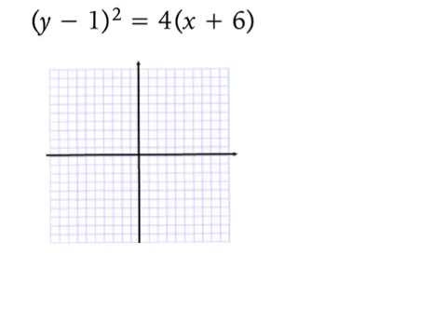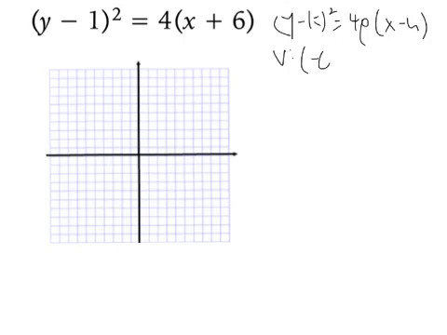Alright, another perfect example here. We have a y squared, so we have y minus k squared equals 4p times x minus h. So my vertex is at negative 6, 1, and then 4p equals 4, so p equals 1. So let's plot that. Negative 6, oops, forgot the y value there, negative 6, 1. There's my vertex. And then p is 1, positive.